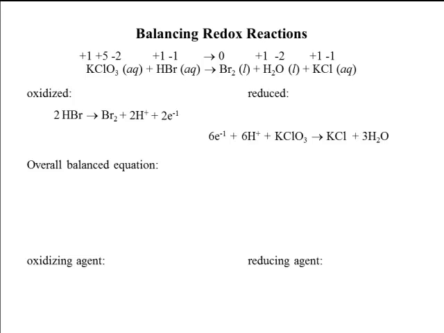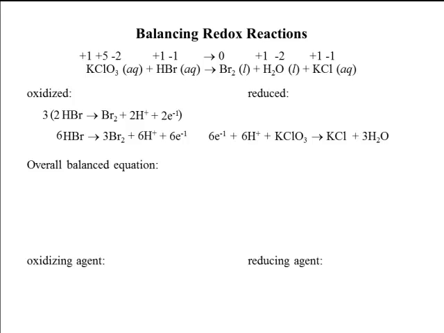What I have to do is multiply my oxidation half reaction by 3. Basically, that reaction occurs 3 times to produce 6 electrons so that the reduction half reaction can occur once. So when I put that 3 outside, that means I have to multiply everything by that 3, and I end up with the 6 HBr, 3 Br2, 6 H pluses, and 6 electrons. Now my number of electrons are equal to each other. Now I can start writing my overall balanced equation.